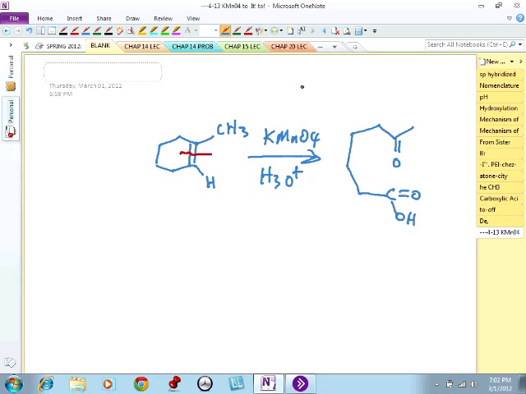Okay, so now we have two methods that we're giving you. Actually, we're giving you three. What is the third method we're giving you today for making carboxylic acid? What is it?